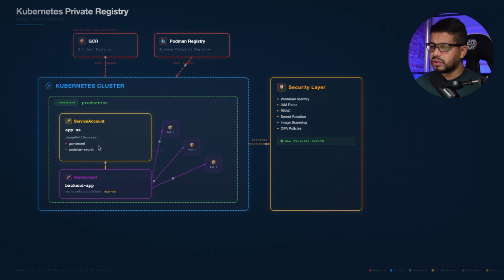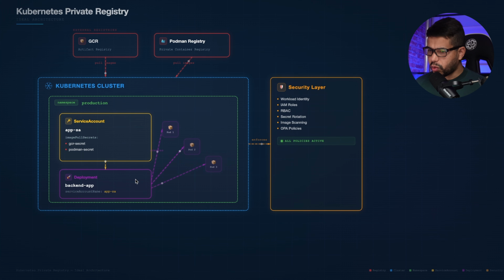Okay, now let's move to the deployment. The backend deployment references the service account name app-sa. Notice what we're not doing. We are not defining image pull secrets inside the deployment YAML. That is deliberate. We separate identity from workload definition. This improves maintainability and aligns with least privilege principles.